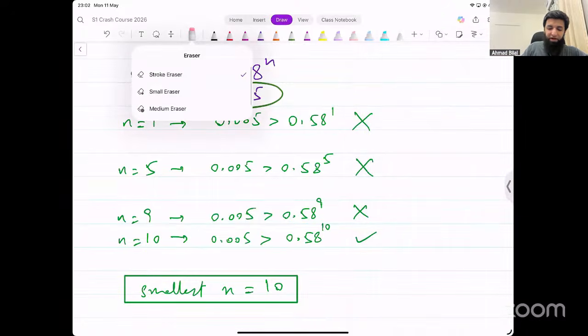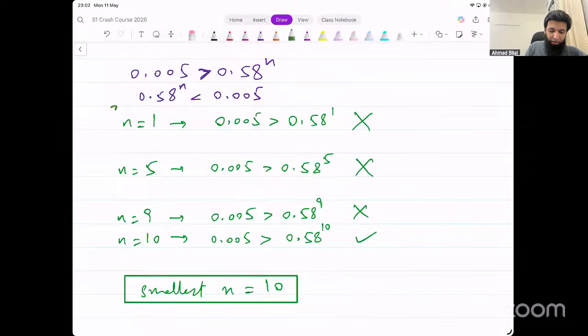So if you do this trial and error method, make sure to show a few values of n and the results from them, and then it'll be okay. Okay, so this is another thing that you may have to use sometimes. Okay, acha.